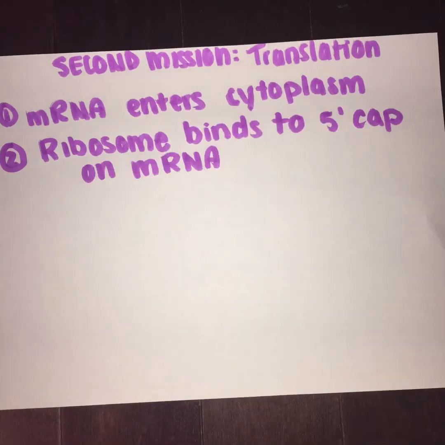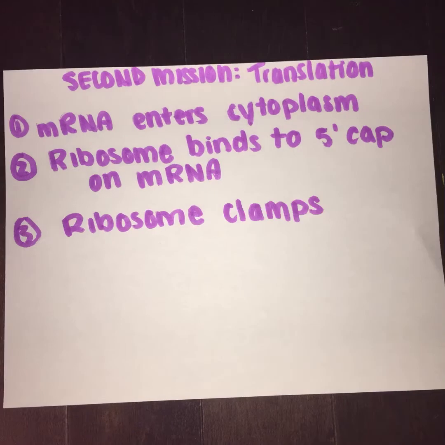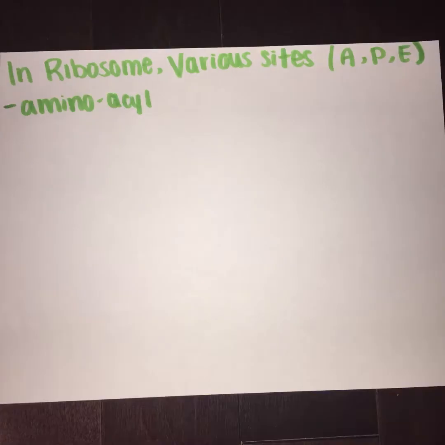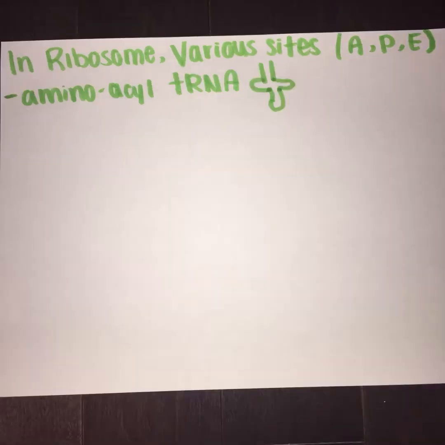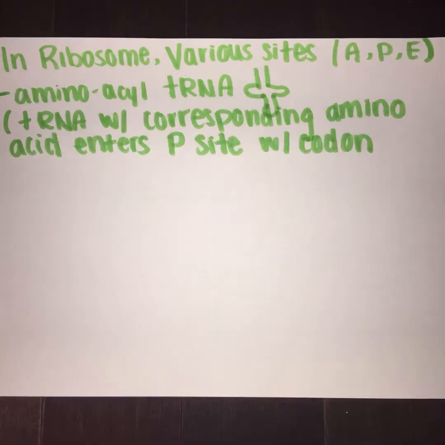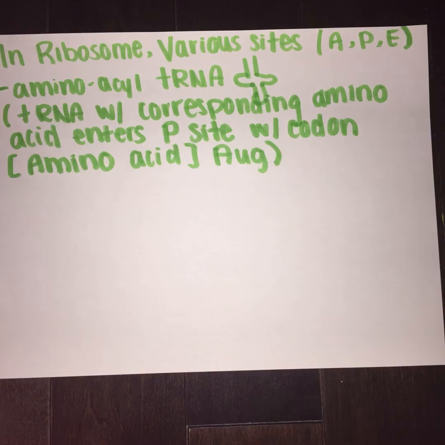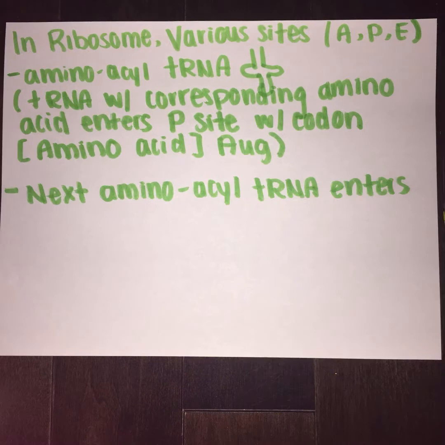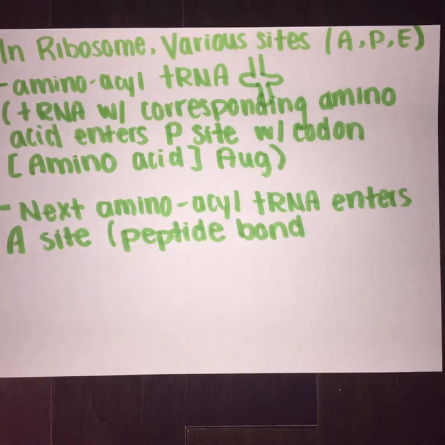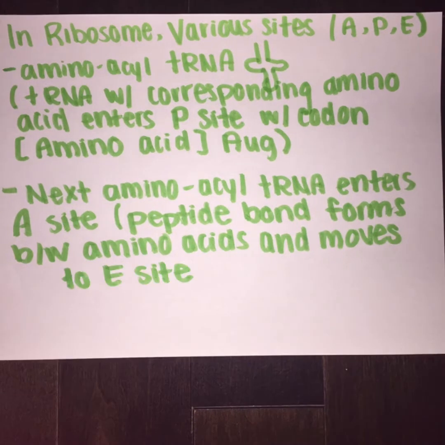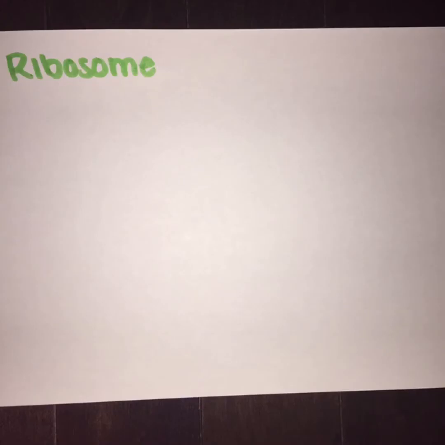The ribosome binds to the 5' cap on the mRNA and closes both its subunits on the mRNA. In the ribosome, there are various sites which can be tRNA amino acid sites. So it starts off with the AUG binding to the P site, which enters with the codon AUG. Next, the aminoacyl tRNA enters an A site, which creates a peptide bond with the P site, causing it to translocate to the E site where it exits.